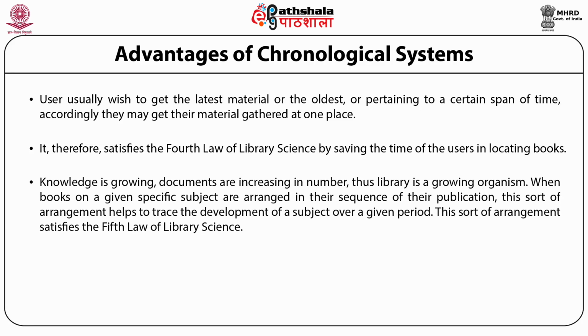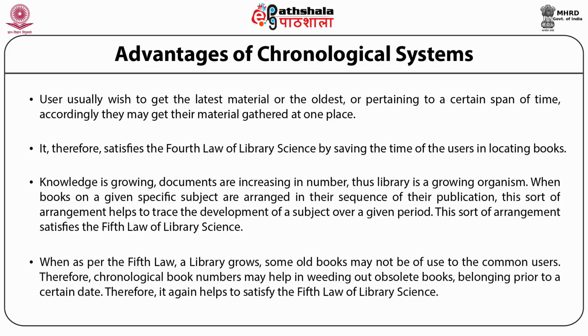Knowledge is growing. Documents are increasing in number. Thus, the library is a growing organism, as says the fifth law. When books on a given specific subject are arranged in the order of their publication, this sort of arrangement helps to trace the development of a subject over a given period. This arrangement satisfies the fifth law of library science. When, as per the fifth law, a library grows, some old books may not be of use to the common users. Therefore, chronological book numbers may help in weeding out obsolete books belonging to prior to a certain date. Therefore, it helps to satisfy the fifth law of library science.